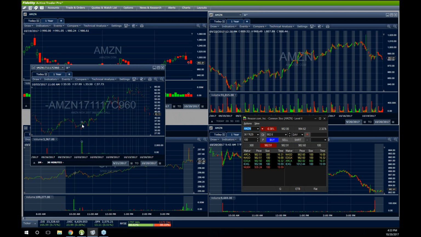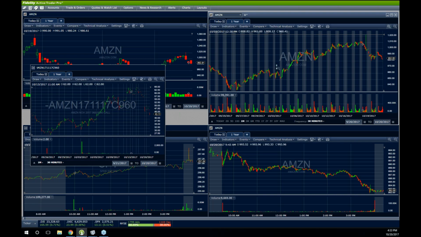But again, this is where you need the added benefit, the added confidence of understanding how markets move. Basically, what you're doing here is looking for those recent highs, which was around 960 and change, and you're waiting for that stock to start looking good over that area, to start finding buyers over that area.